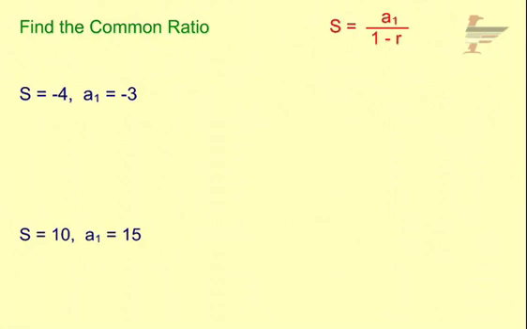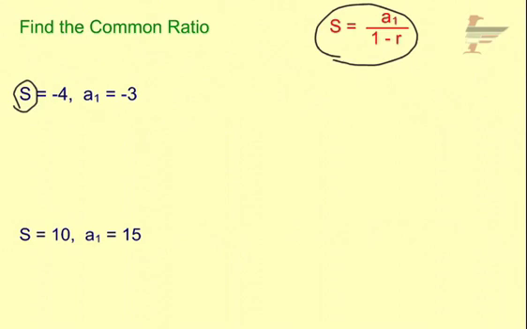Find the common ratio. Sometimes if we're given some information, for example, if we know that S equals -4 and a sub 1 equals -3, can we actually find our common ratio? We want to remember that S is the sum for an infinite geometric series, and we can use our sum formula and plug into this.